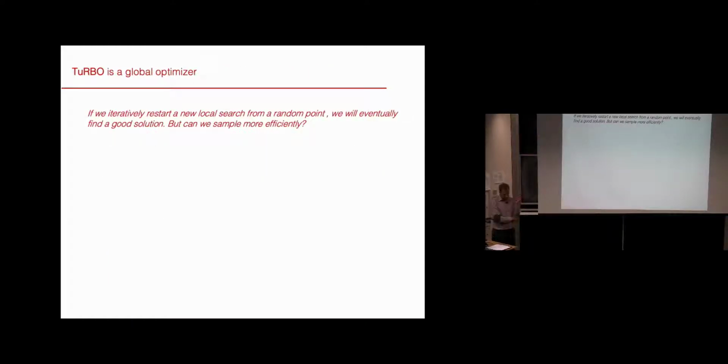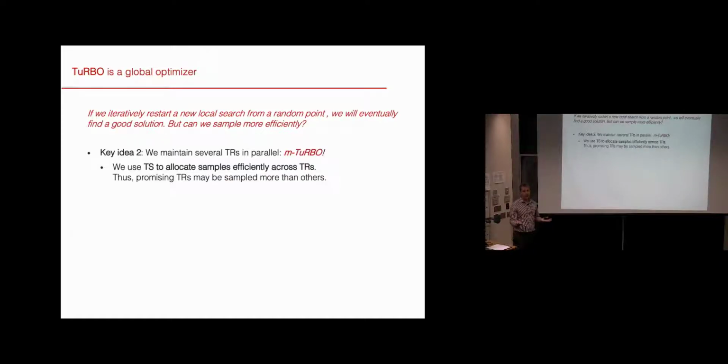That gives rise to our second key idea. So can we be more efficient than just having sequential local searches? And the answer is yes. Let's have several trust regions. So you have several trust regions. They're instantiated randomly all over the place. And now I do Thompson sampling for all trust regions simultaneously. And what this means is that as we allocate samples, promising trust regions will receive more observations, will receive more samples, than trust regions which are somehow stuck in an uninteresting corner. Okay?